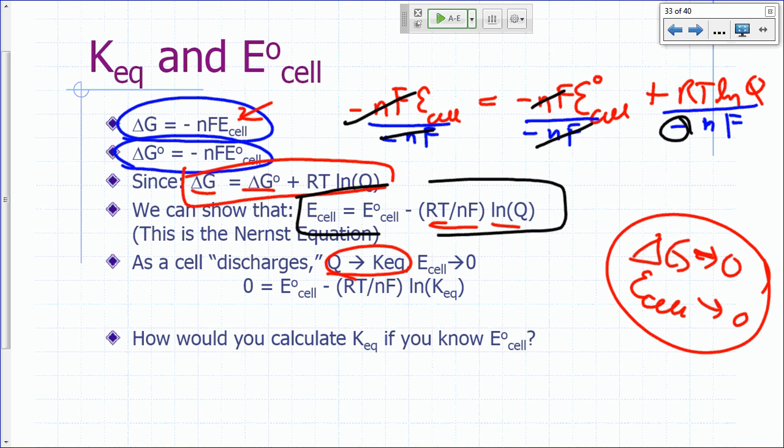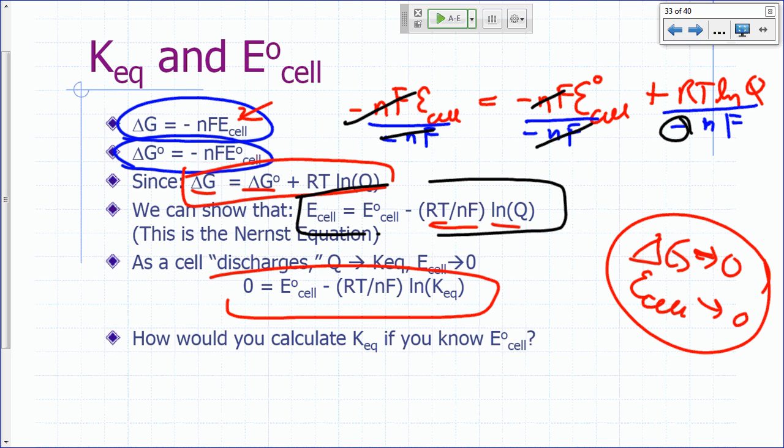So we say when the cell potential is 0, that's going to be equal to E naught cell minus RT over nF natural log. And instead of plugging in Q here, actually we do plug in Q here, but the Q is now going to be equal to KEQ. So at equilibrium, we say that 0 is equal to E naught cell minus RT over nF natural log of KEQ.